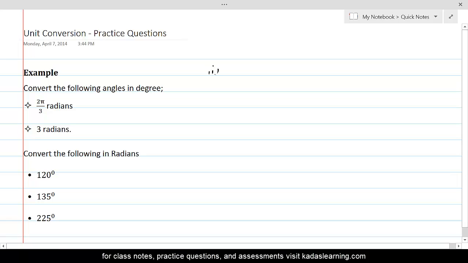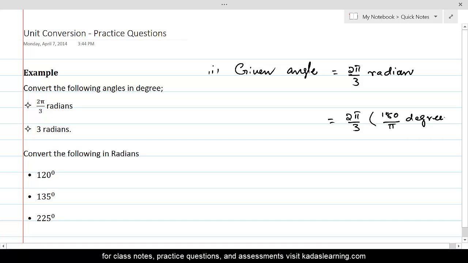Question number 1: the given angle is equal to 2 pi by 3 radians. If we remember the equivalent of a radian, it's easy to convert. The amount of angle will be written as such. The only thing that will change is that instead of writing radian, we'll write its equivalent in degrees, which is equal to 180 over pi, and then we write degrees.